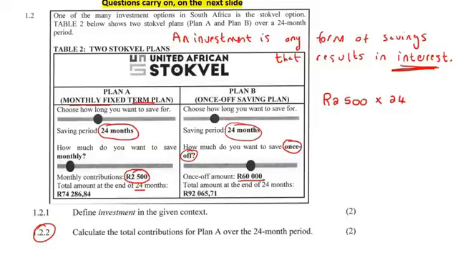It's simple. 2,500 multiplied by 24. Sorry, guys. I sometimes go into these weird little tangents, side stories. Okay, so that's going to give us a total of 60,000 rand.